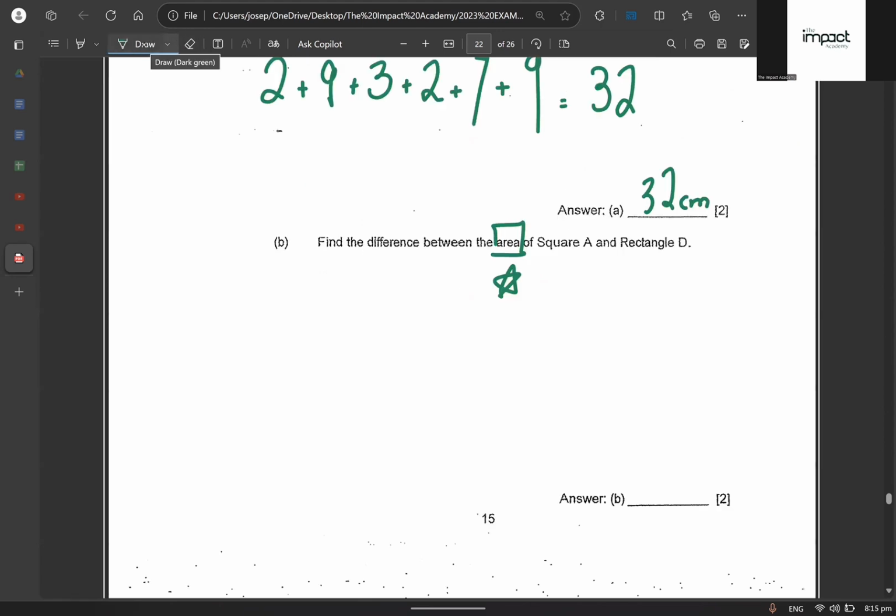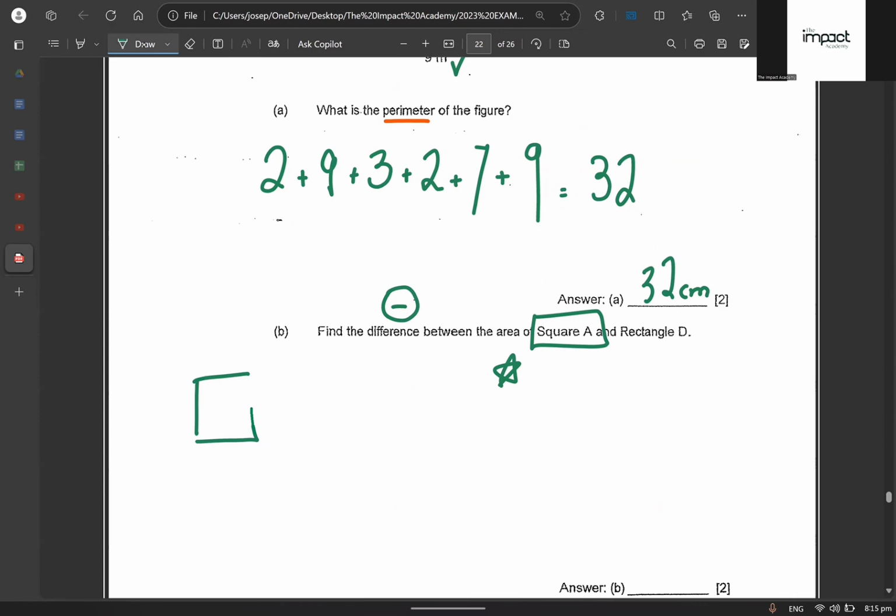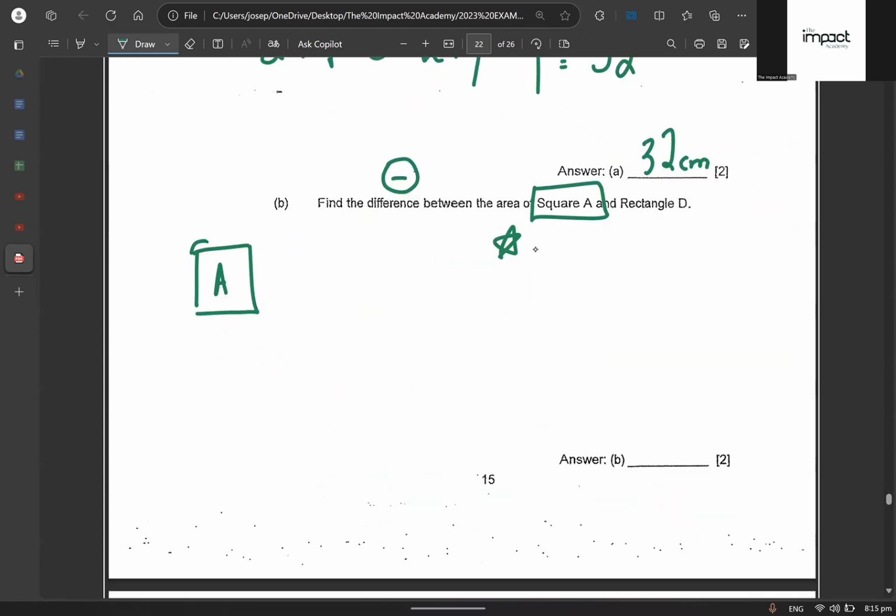They want you to find the difference between the area of the square what? Area of square A, right? Where's area of square A? So let's draw area of square A out. What is area of square A? Isn't it true that area of square A is 2 and 2? Am I making sense?